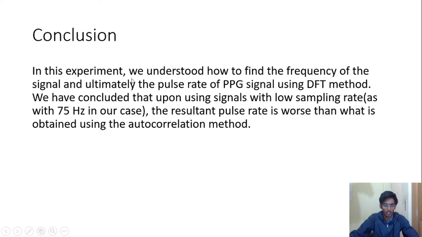So in this experiment, we have understood how to find the frequency of the signal and ultimately the pulse rate of the PPG signal using the DFT method. We have concluded that upon using signals with a low sampling rate, as with 25 Hz, not 75 Hz, in our case, the resultant pulse rate is quite worse than what is obtained using the autocorrelation method.